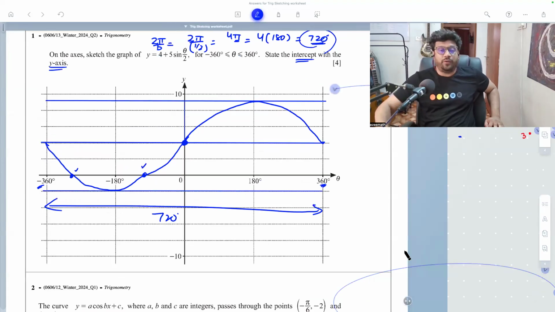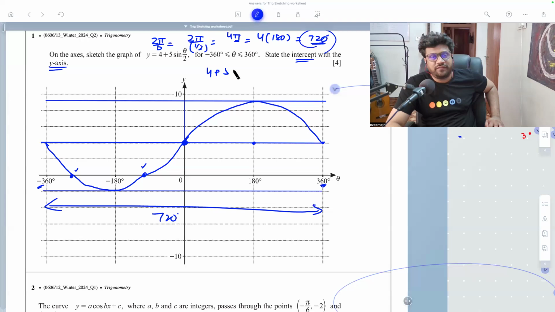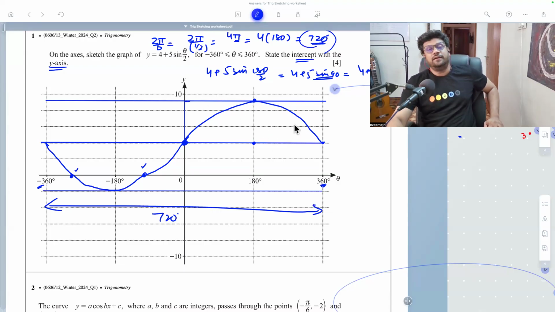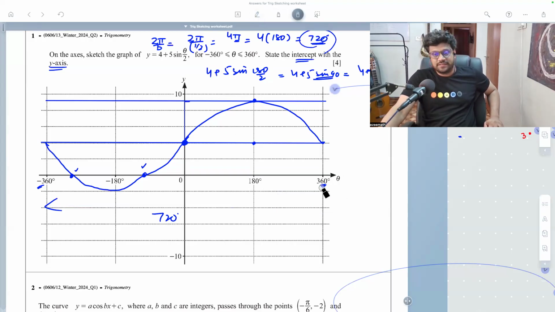I could have taken one more point, by the way. Let's take it at 180. So you go 4 plus 5 sine of 180 divided by 2. That's 4 plus 5 sine of 90. That's 4 plus 5. Now, sine of 90 is 1, and it's 9. Of course, you'll find that y is 9 on the curve that we have already drawn. So it is correct, just to verify. Okay. Fine.